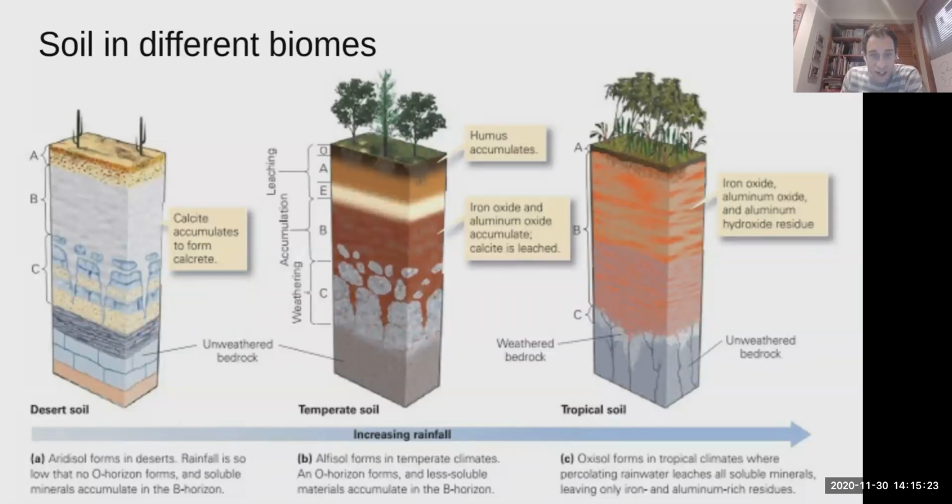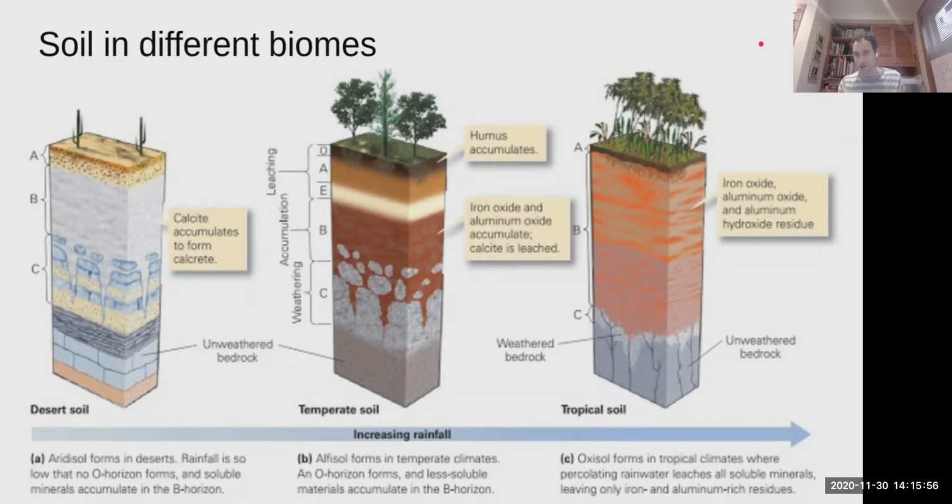So an O layer does form, and then the less soluble materials are going to start to accumulate in that B horizon. So you want to have deep roots there because those nutrients are going to be leaching downwards towards the B horizon. So it's good to have those deep roots to chase those nutrients down. But the temperate soils are where you see the most defined soil profiles, very clear O, A, B, and C layers.